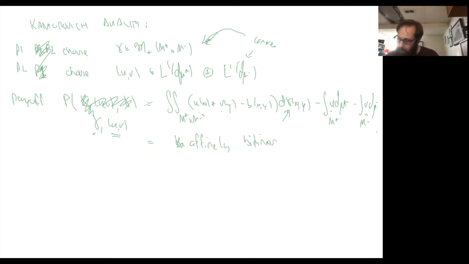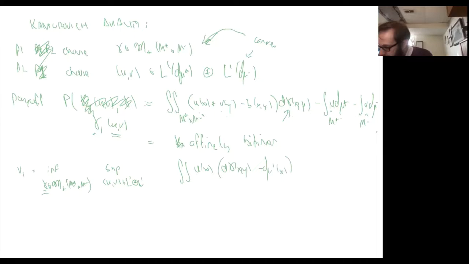Okay, so now V1, which was the case where I do the inf sup, is going to be inf on gamma in positive measures, sup on u, v in L1 cross L1, of this payoff function. And so what's going to happen? Let me fix a gamma and do the maximum on u and v. I'm going to write the payoff function in a slightly different way, in the form ux d gamma xy minus d mu plus x, and vy d gamma xy minus d mu minus y. And then a leftover is going to be minus b d gamma.